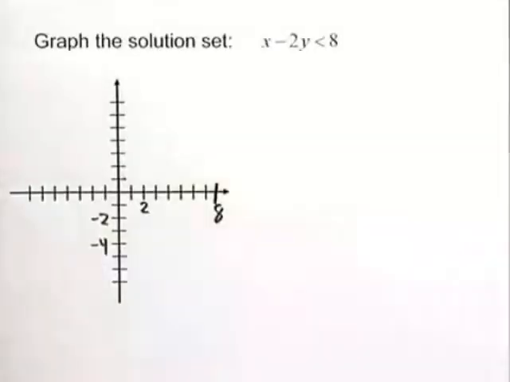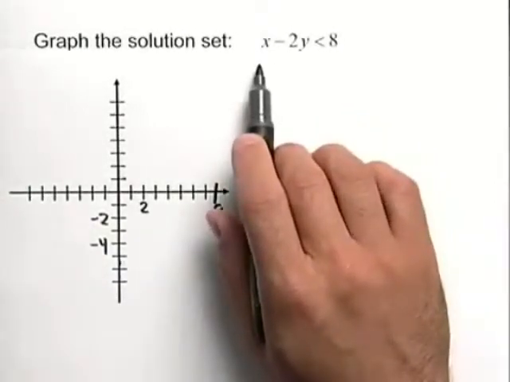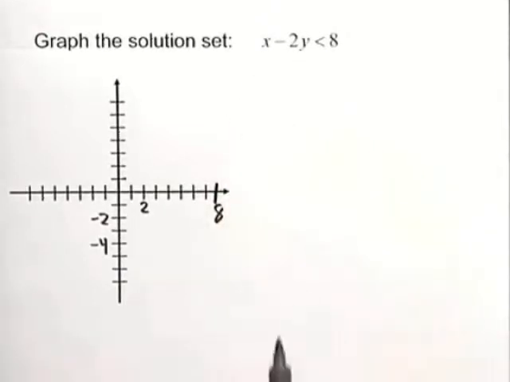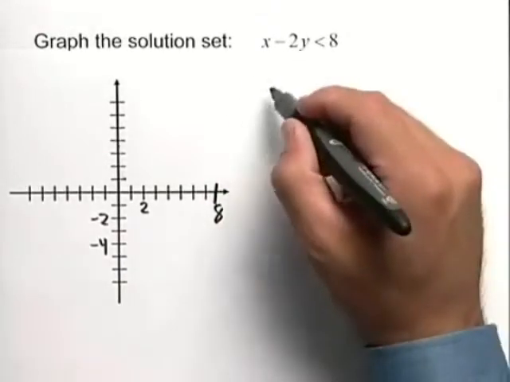Here's an example of graphing a linear inequality. We have x minus 2y is strictly less than 8. We're looking for the infinite number of ordered pairs x comma y such that those are less than 8. So let's go ahead and graph this.